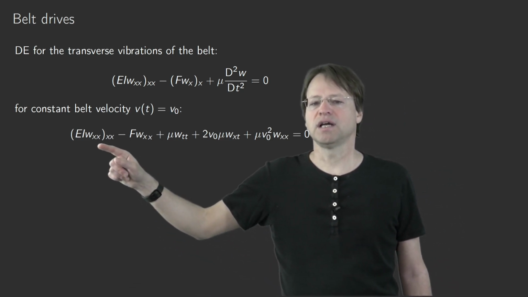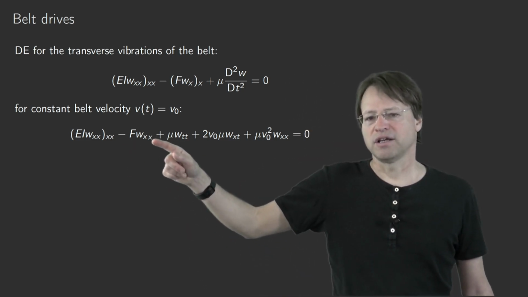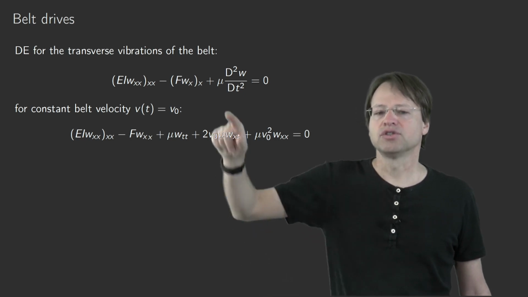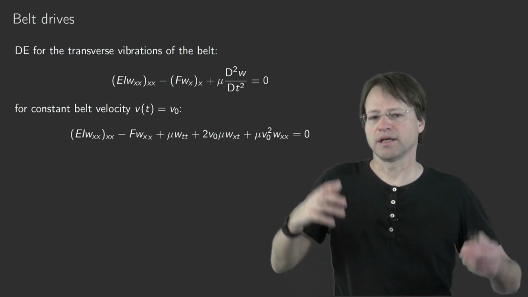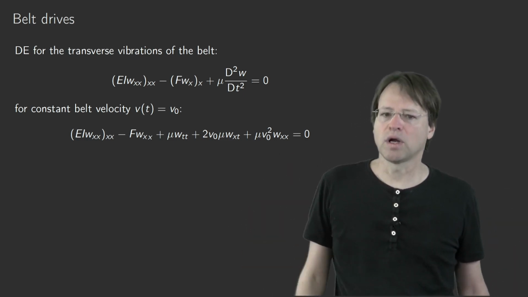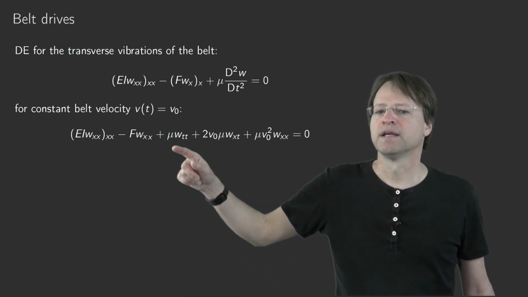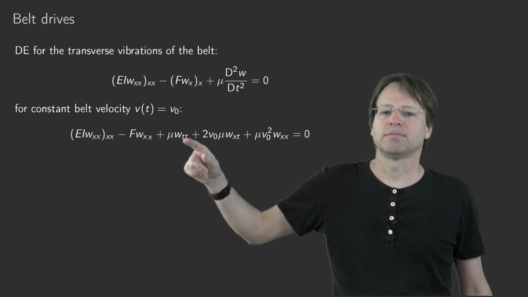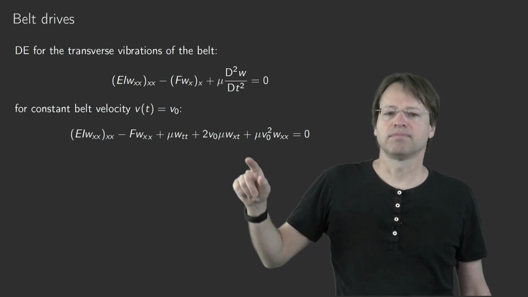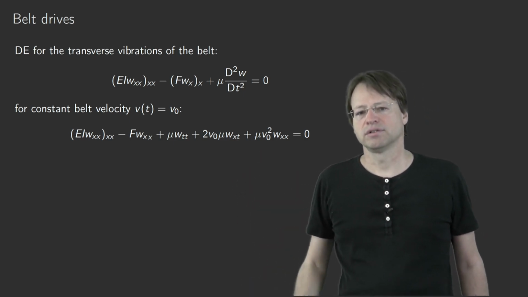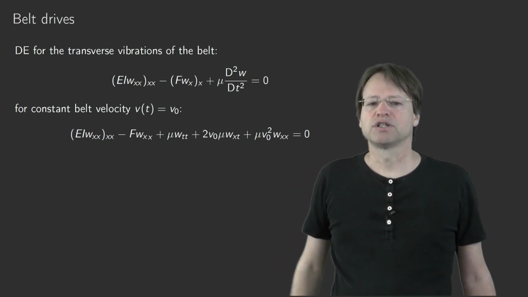So you would have EI w_xx, and then the second derivative with respect to x, minus F w_xx. We assume that F, the longitudinal force, is constant, like a pre-stress that acts once on these wheels, and then the belt is stressed in longitudinal direction. And then we have mu w_tt plus 2 V_0 mu w_xt and plus mu V_0 squared w_xx. This would be the partial differential equation.